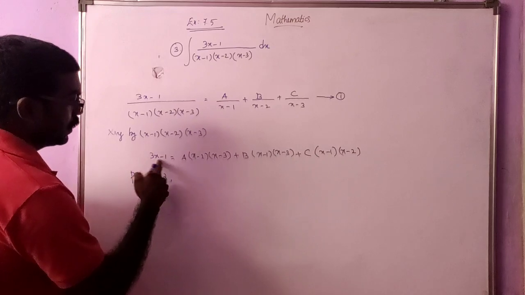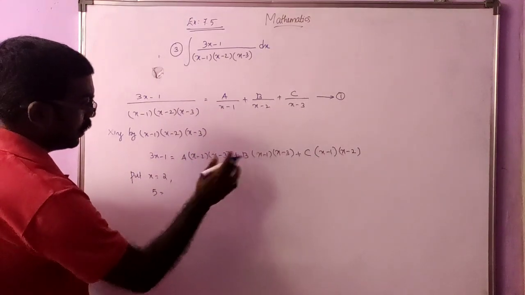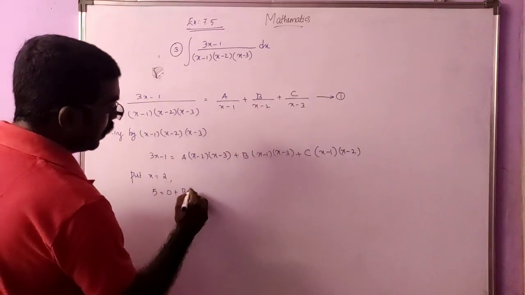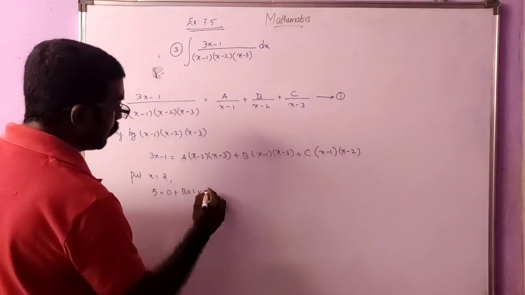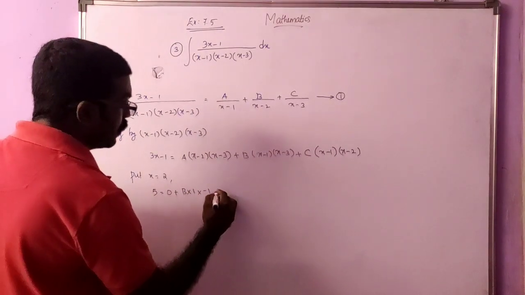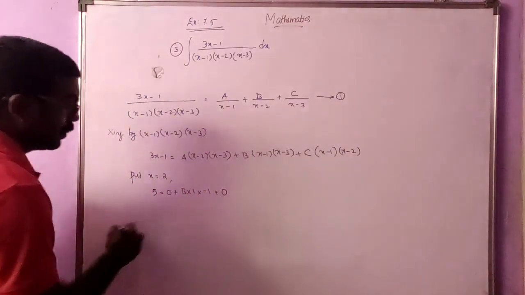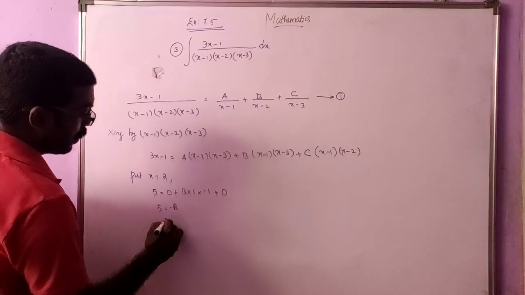So 3 into 2 is 6, 6 minus 1 is 5. 5 is equal to here 2 minus 2, 0. So a into 0 is 0. Then plus b into 2 minus 1, 1, 2 minus 3, minus 1. Then plus here 2 minus 2, 0. So 0. So 5 is equal to minus b, or b is equal to minus 5.